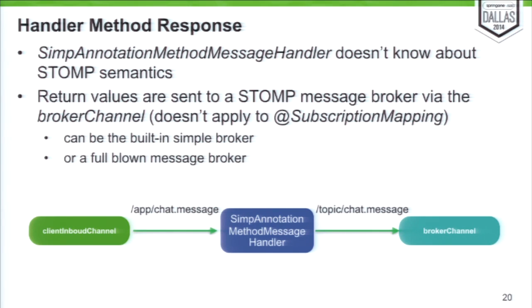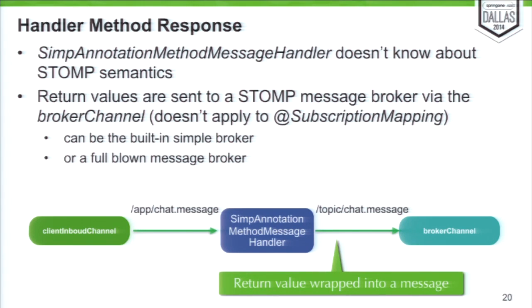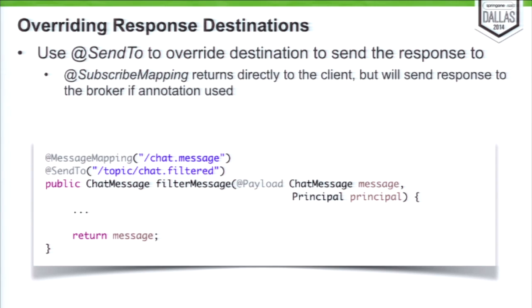So we're converting this message sent to /app/chat.message into another message sent to the broker channel with the prefix /topic, which is what we configured to be a broker destination. And of course, the return is wrapped into a message.